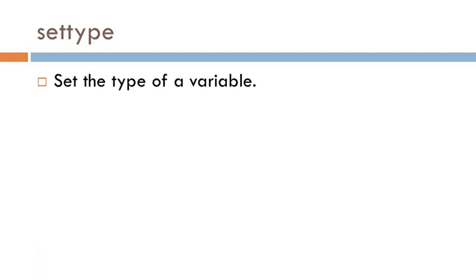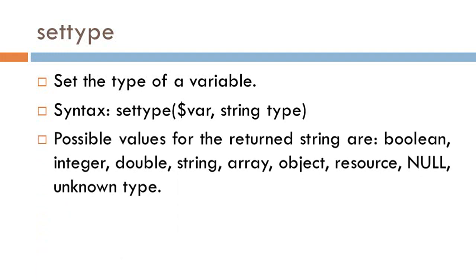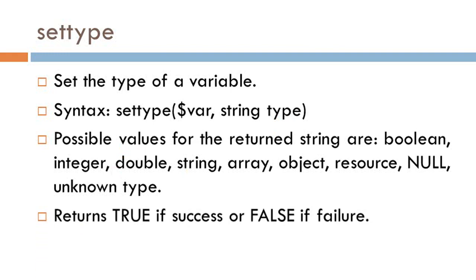Set type. Using the settype function, we can set the data type of a variable. The syntax of the settype function is settype, then in brackets $variable_name, then a comma and a string data type. That means here I have to write the data type within double quotation marks or single quotation marks. Possible values for the type string are boolean, integer, double, string, etc. It returns true on success or false on failure.